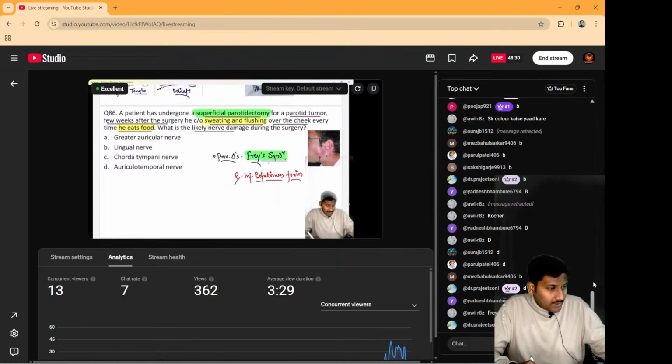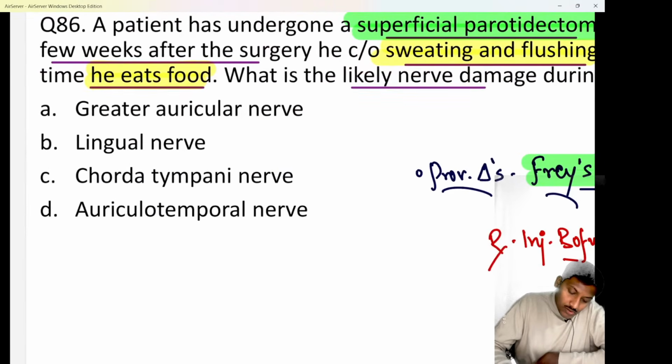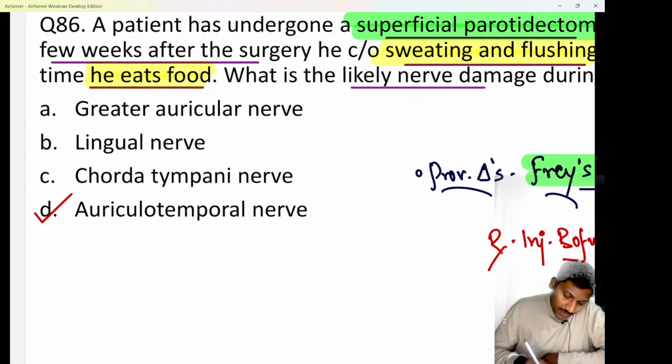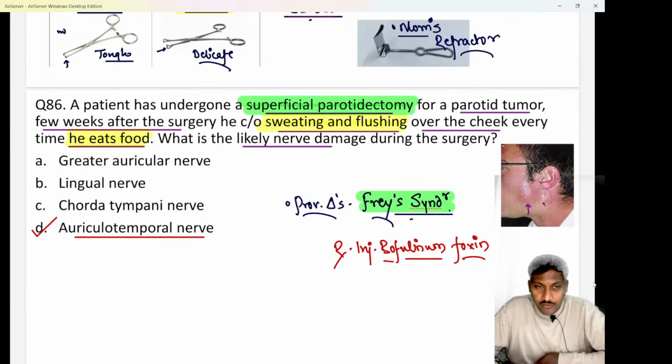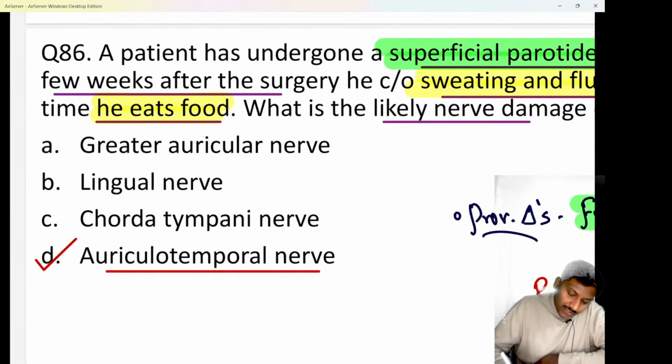This is a classical case of nothing else but the answer is option D, that is your auriculotemporal nerve, right? So please remember the answer is option D, that is an auriculotemporal nerve. So if the auriculotemporal nerve is damaged during the parotidectomy surgery, remember the classical diagnosis is Frey syndrome. Option A, if they ask you, do remember greater auricular nerve.